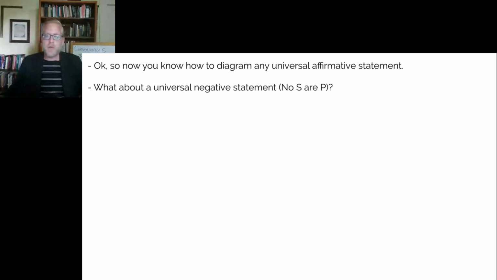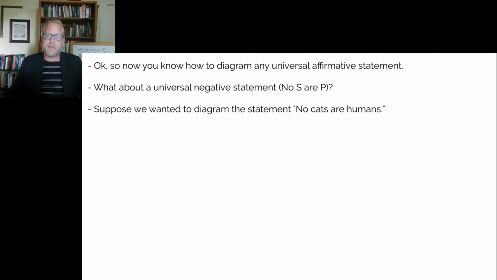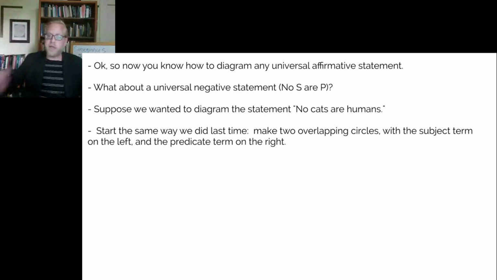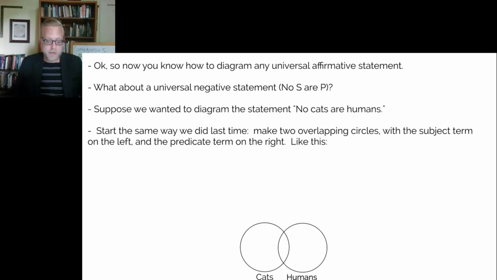Okay, what about a universal negative, right? No S are P. No cats are humans, let's say. We use the same blackout technique. For any of the universals, remember this, you black something out. For the universal affirmative, you black out the whole left area. Here, we black out the wedge area. But you always start the same way first, right? Like I said, this is true no matter what type of statement you're categorizing, you start like this. What is the subject and the predicate? Subject first, predicate next. Cats, humans, overlap.